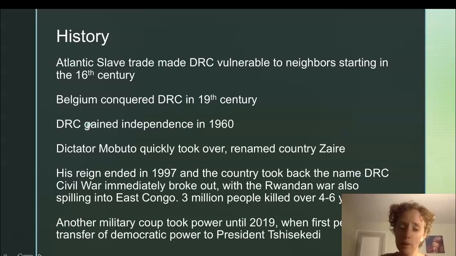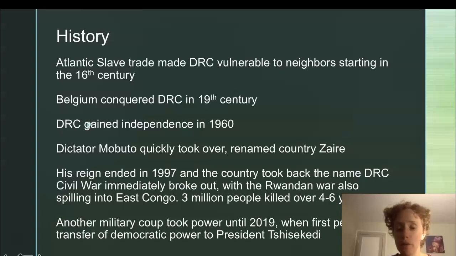But I think they got wise after many, many years of him basically having a patronage system where the people that he paid did what he said to do. And a lot of that was military action against his own people. His reign ended in 1997. Part of that was just because he got really sick and died. And the country took back the name Democratic Republic of the Congo.